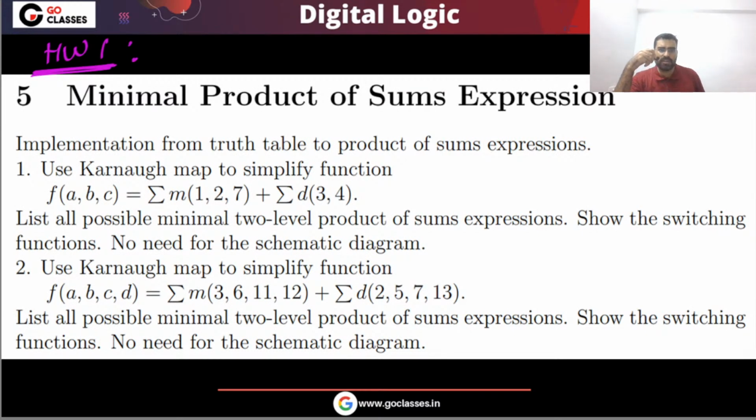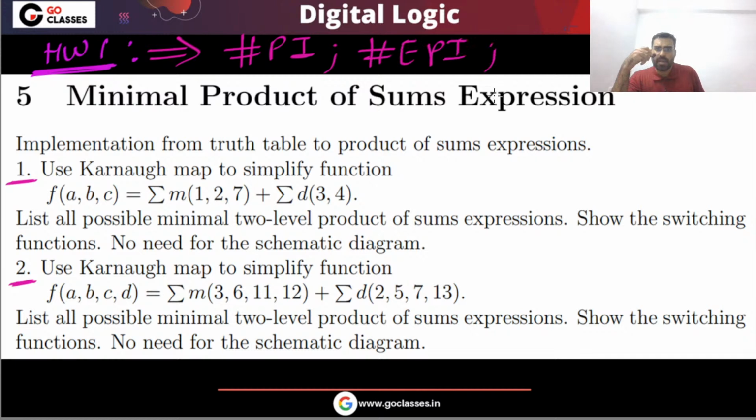This is homework question 1. It is the K-map question. What do you have to find out? For both of them, you have to find the number of prime implicants, the number of essential prime implicants, and also the number of minimum SOP expressions. This is what you have to find out.